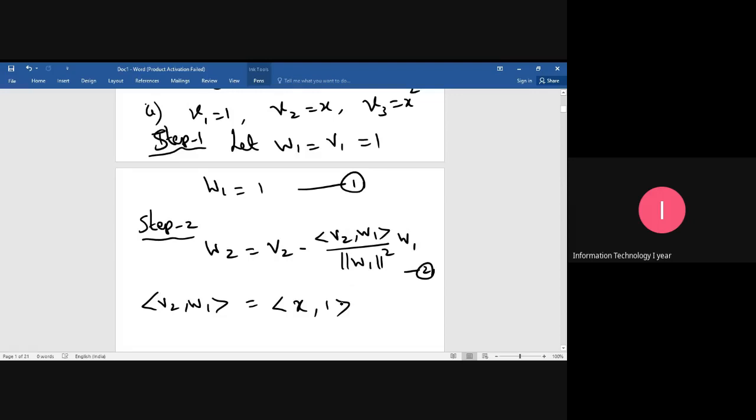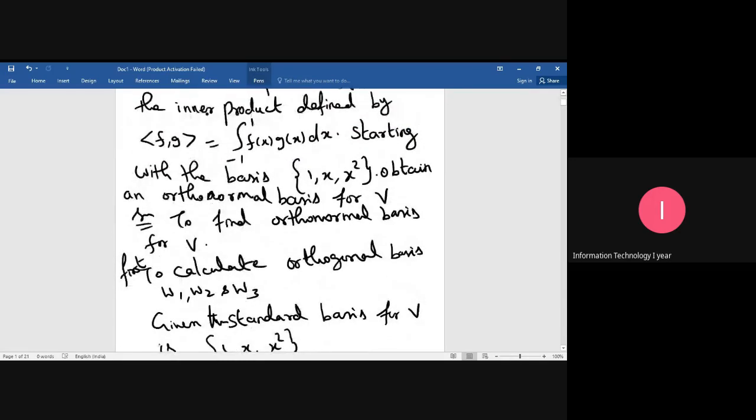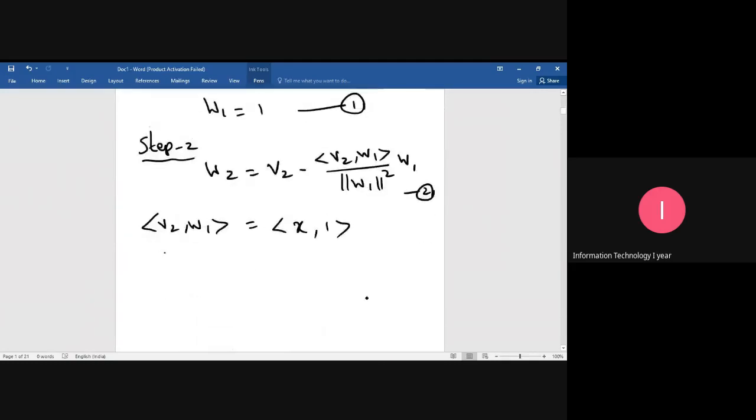How do we find this? See, in the question it is mentioned how to take the inner product of f comma g: integral from minus 1 to 1 of f of x g of x dx. Using this result only, we are going to find the inner product of x comma 1.